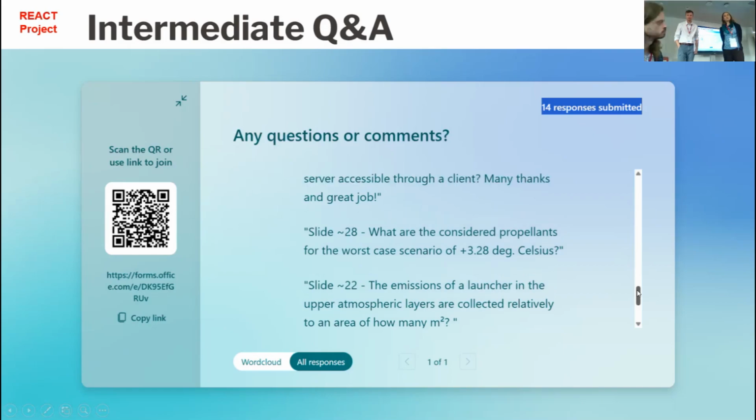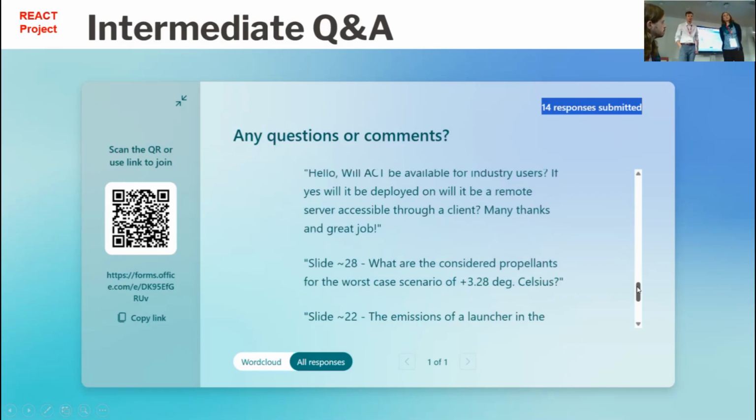Then there was a question about the propellants considered for the worst case future scenario which we implement. We have shown that we implement three different future scenarios, and the question is which propellant is considered for the worst case.